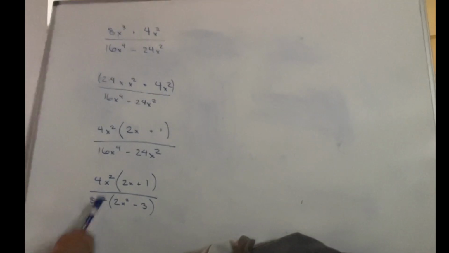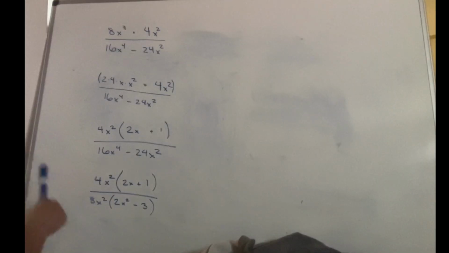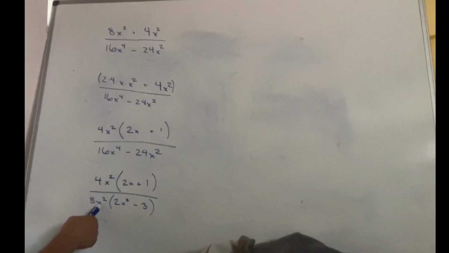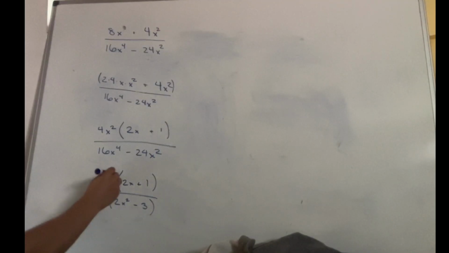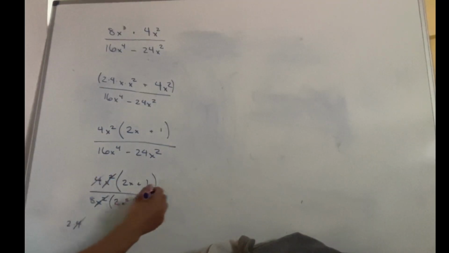Because 8x squared times 2x squared is 16x to the fourth, and 8x squared times negative 3 is negative 24x squared. So that checks out. Well, look at that. x squared applies to each one of them, for both top and bottom, so you cancel that out immediately. And then the same thing we did earlier, 4 over 8. 8 is the same thing as saying 2 times 4, so the 4 cancels.